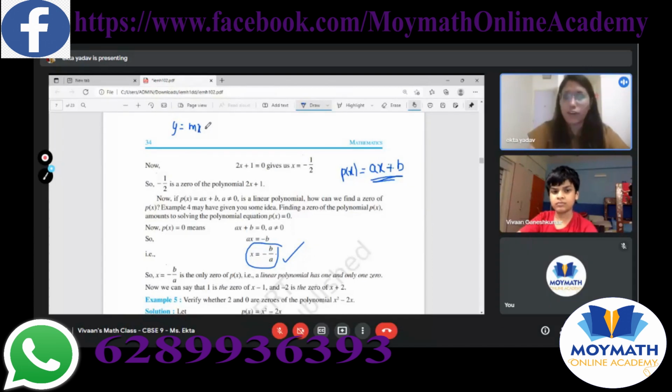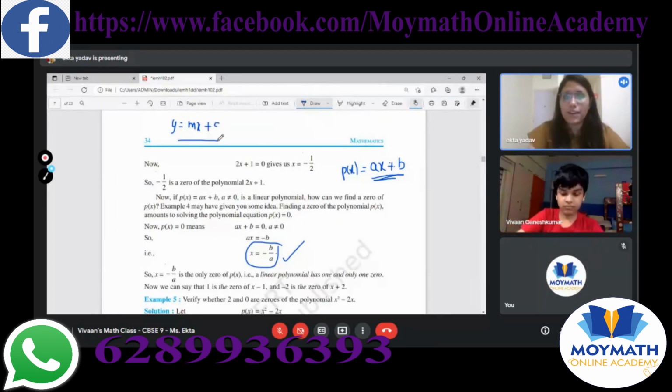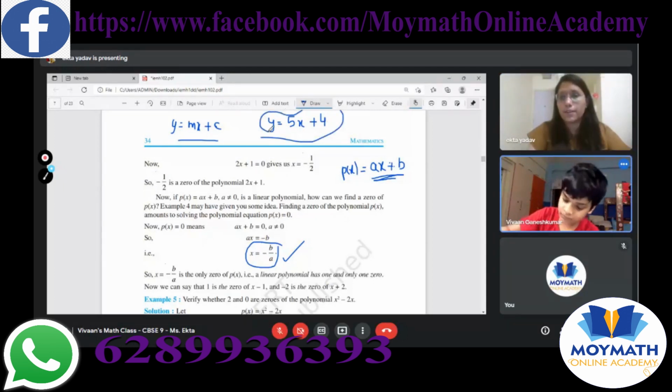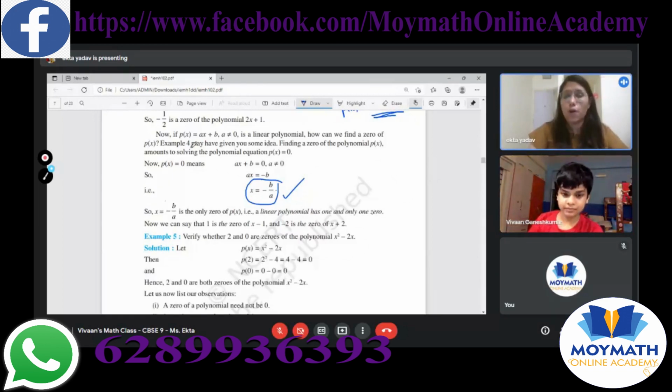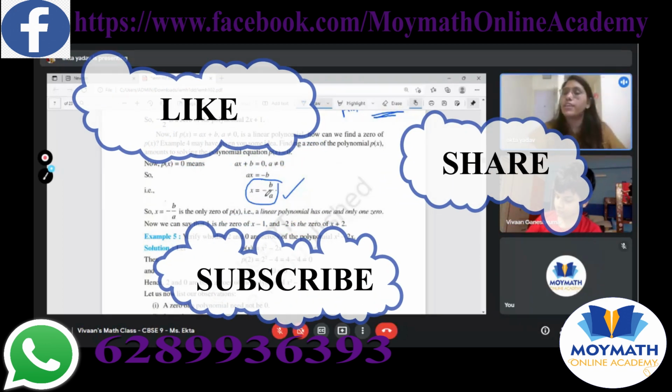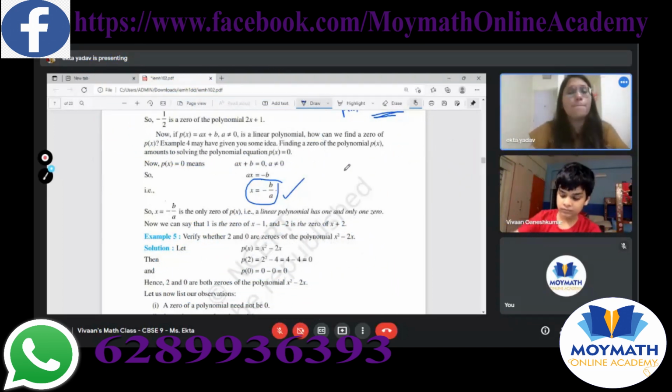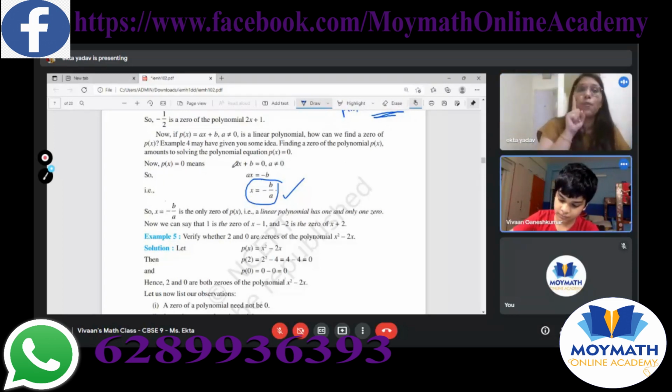If you plot the graph of this equation, for example, if I give you an equation in this form, let's say y equals 5x plus 4, you will get a straight line in coordinate geometry. It's an equation in two variables. So if the polynomial is of this form, p(x) is equal to ax plus b, you can directly use this formula to find the 0: minus b by a. It is only when the polynomial is linear and of the form ax plus b.